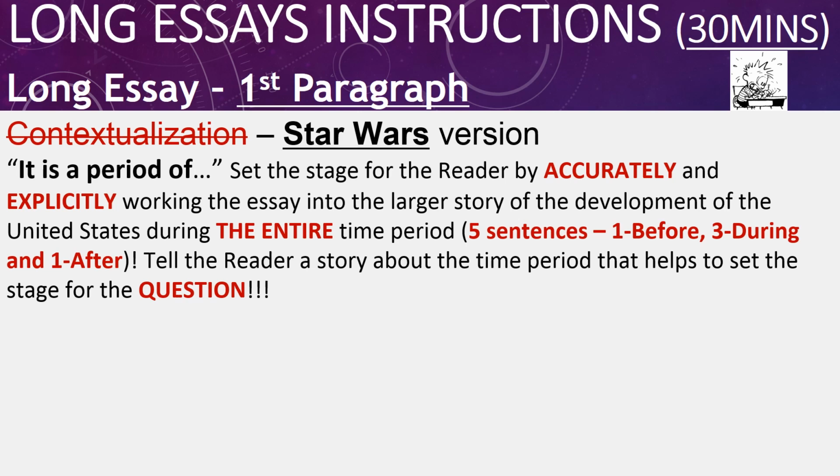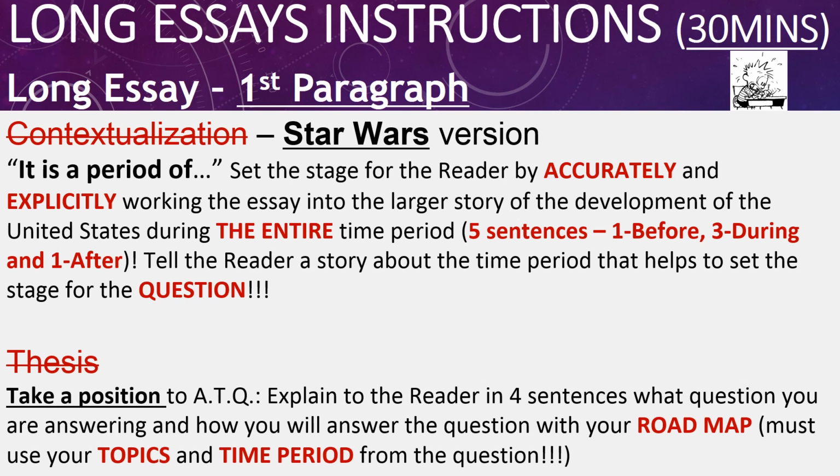Then spend 5 sentences setting the stage for the reader. You should spend 1 sentence on what happened before the time period, 3 sentences on what is happening during the time period, and 1 sentence on what happens after the time period. You're going to tell the reader a story about the time period that helps to set the stage for the particular question. You then are going to write in that same paragraph your thesis.